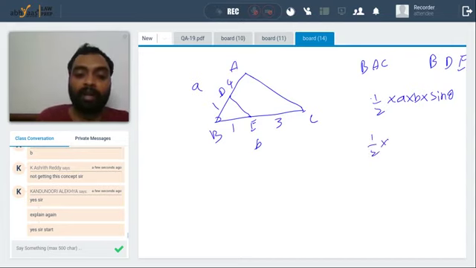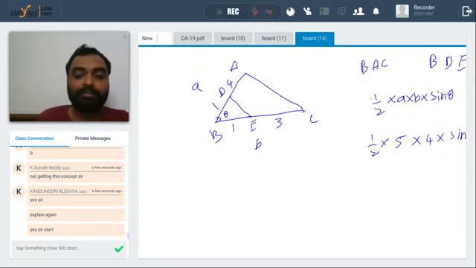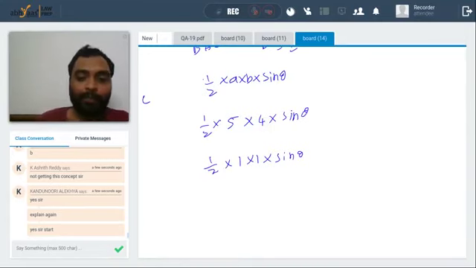Okay. So this will be half. Look at triangle ABC, the bigger triangle will be half into 5 into 4 into sine theta, if the angle here is theta. Clear? In the same way, the smaller triangle BDE will be half into 1 into 1 into sine theta. Did everybody understand this? Up to here, you understood?